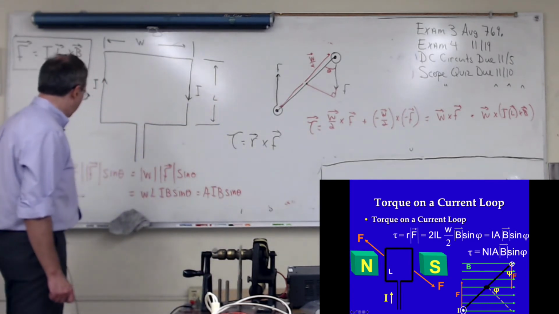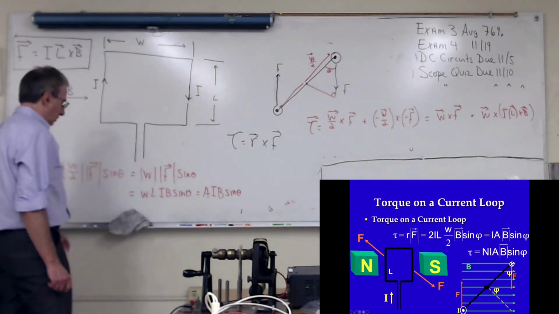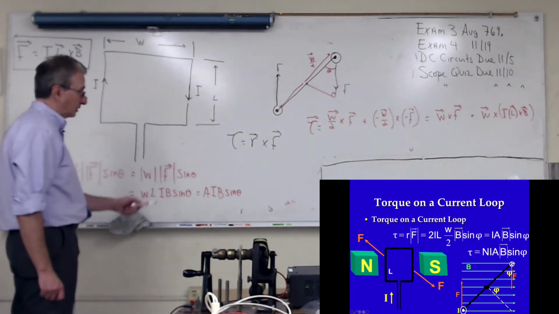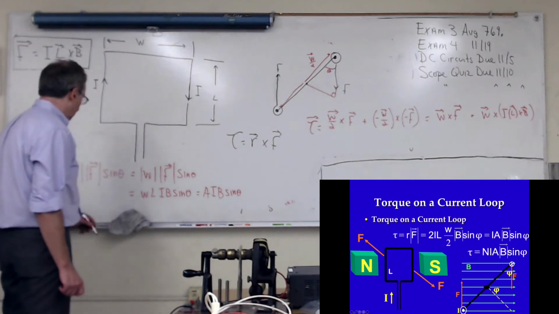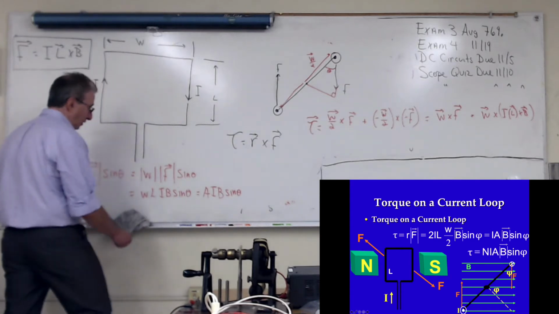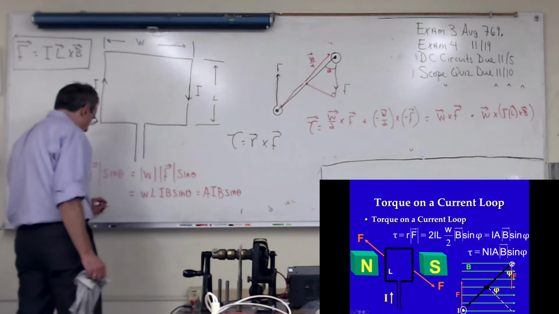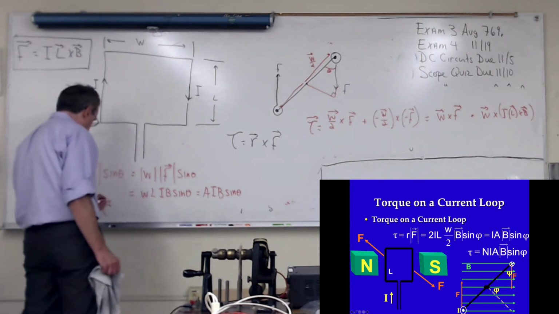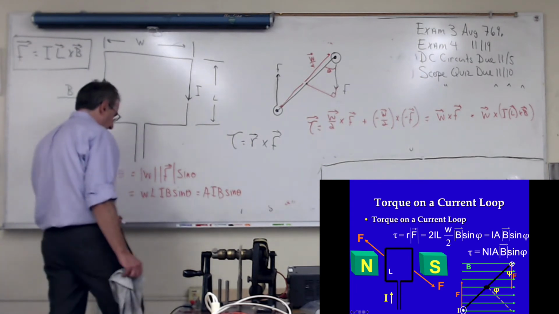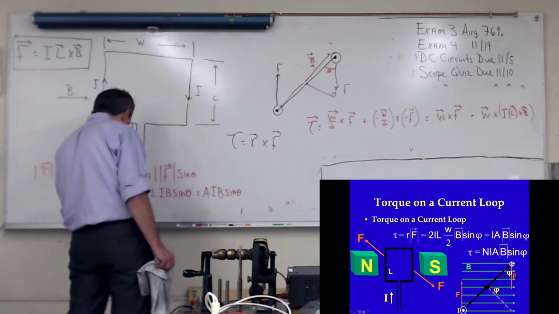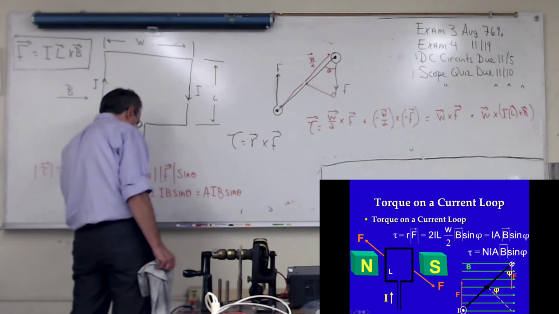But the torque is a vector, and so is the magnetic field. So we can write this as a cross product. The torque is I times the area vector cross B.